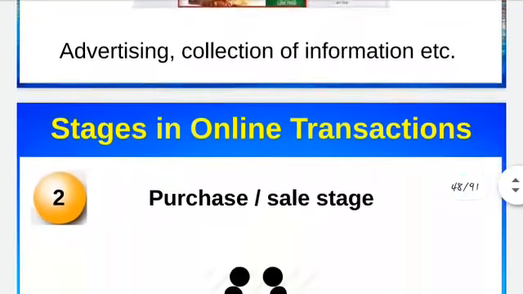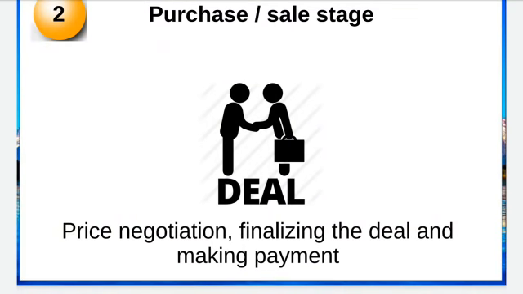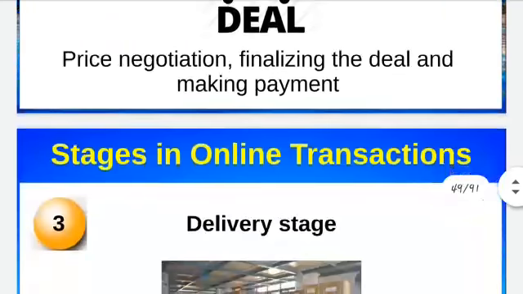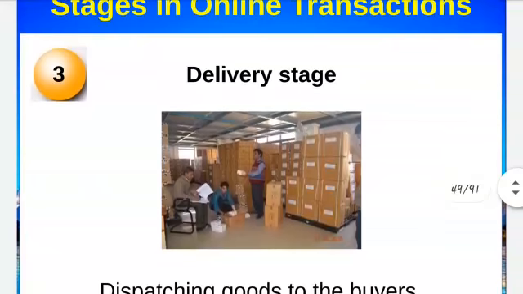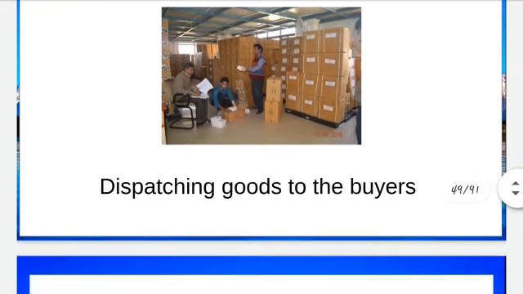Okay. So, second is the purchase and sale stage. This is the stage where you purchase or place an order, negotiate the price, quality, size, design, everything about the product, and then the seller sells it to you. Then comes the delivery stage, or the third stage. Here the goods are dispatched to the buyers, sent from the sellers.